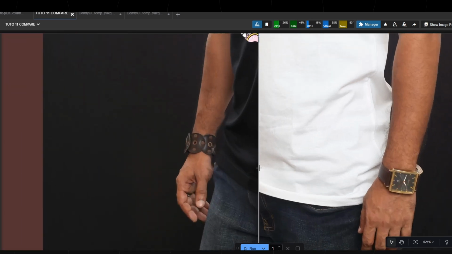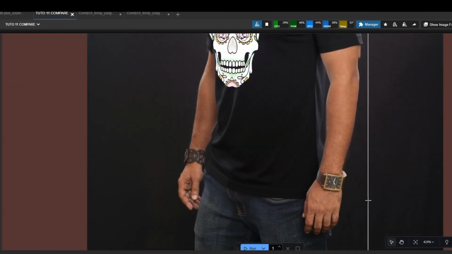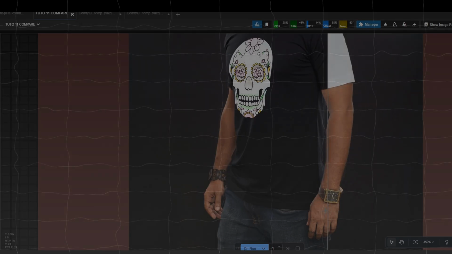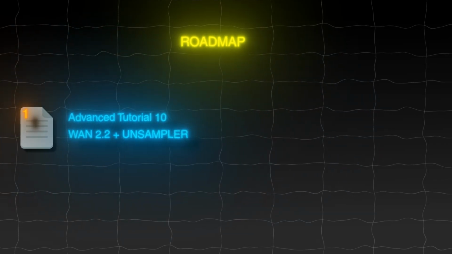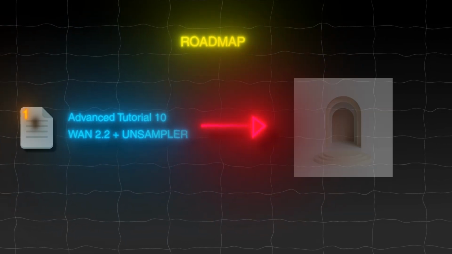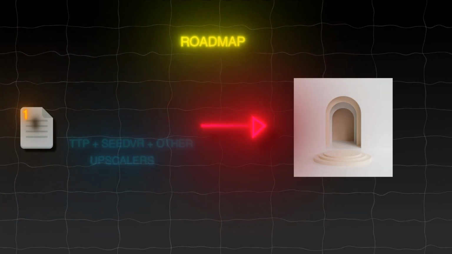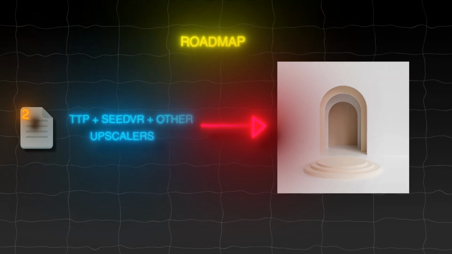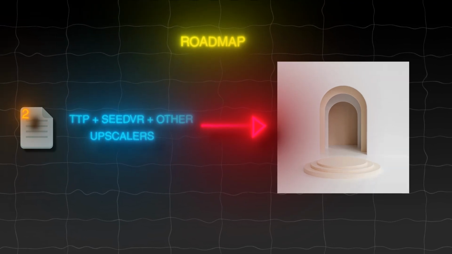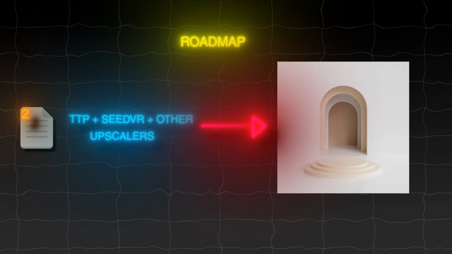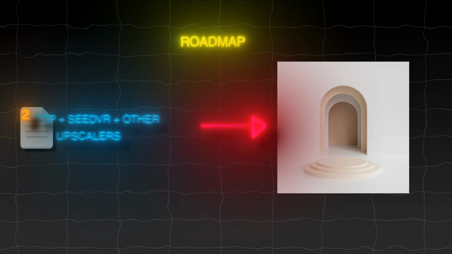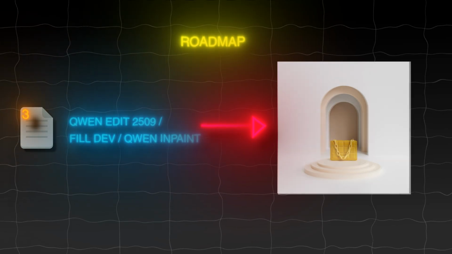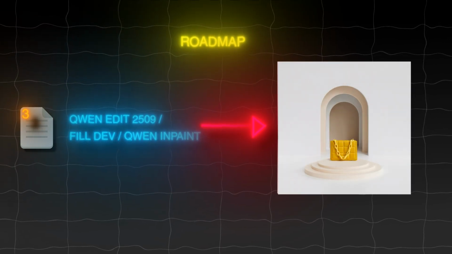Lastly, let me share the roadmap for the product photography. First of all, we will create an image. That will be with episode 10, Wan 2.2, with Unsampler. This image will be the environment image. It'll be an image that is visually consistent. Second, we need to upscale the image with TTP. This could be Wan Plus, TTP, or Flux. After that, we upscale it with Seed VR or some new upscalers that I will present. So after we've done everything, we will have a high resolution environment image.